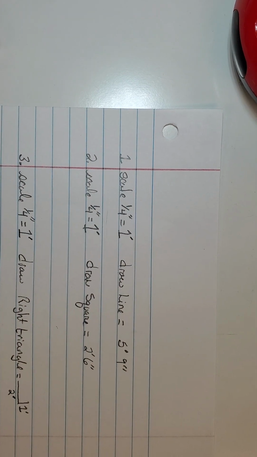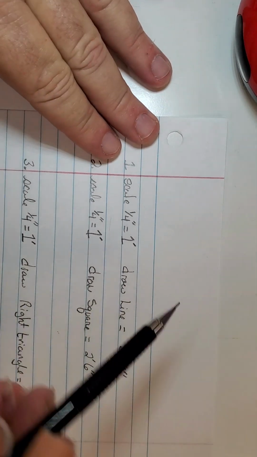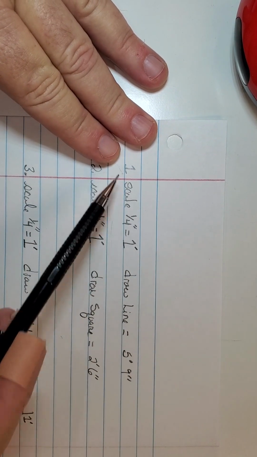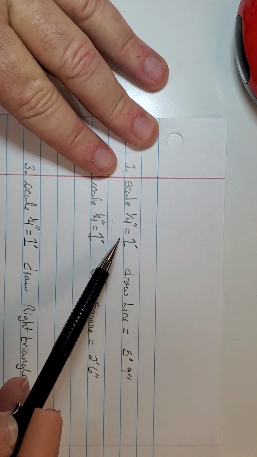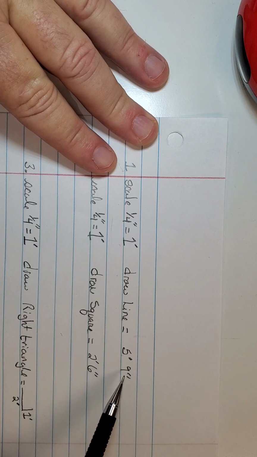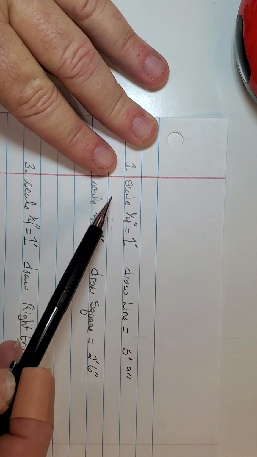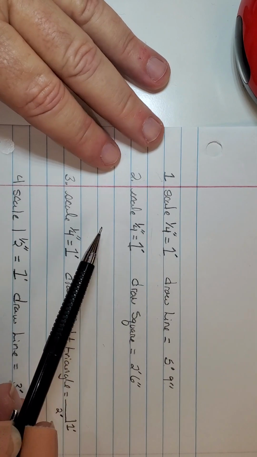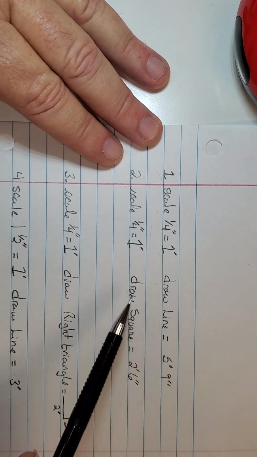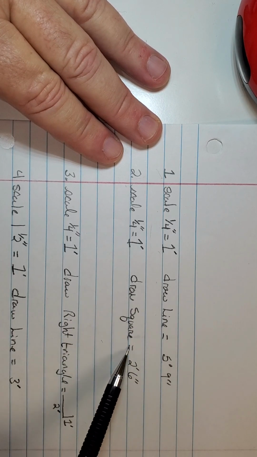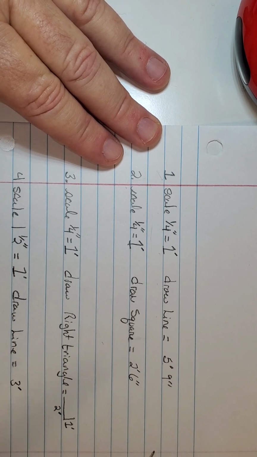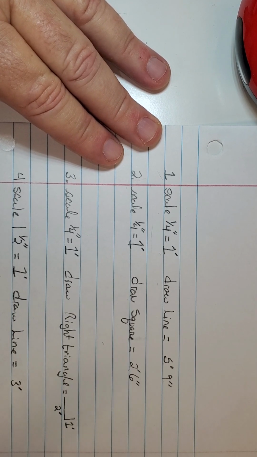this is the assignment. Okay, so you're going to number your paper just like I have here. And number 1, using scale of 1/4 inch equals 1 foot, you're going to draw a line that equals 5 feet 9 inches. Real simple. You can just draw it right down here. Okay, the next one says scale 1/4 inch equals 1 foot. Draw square that equals 2 foot 6 inches. So a 2 foot 6 inch square, it just means that all 4 sides are 2 foot 6 inches and it's a perfect square.